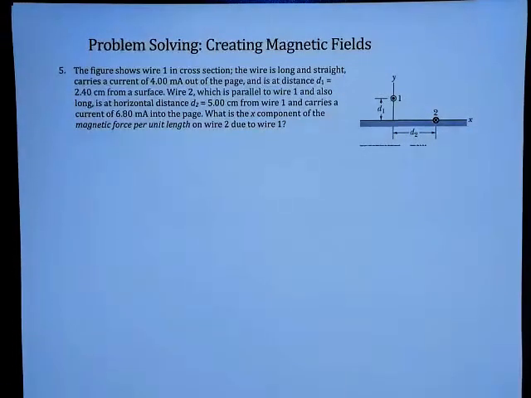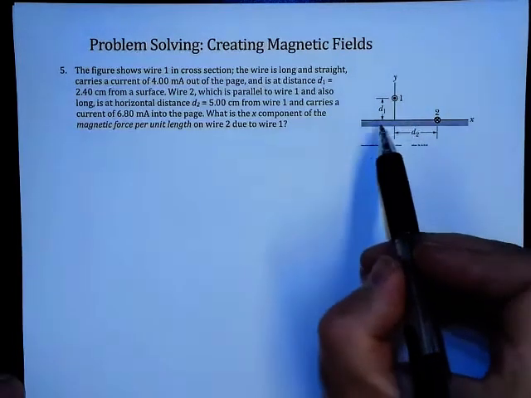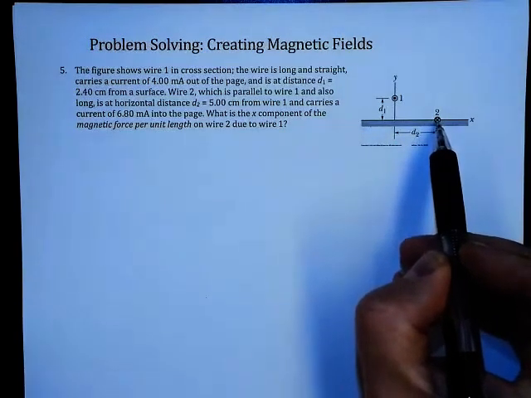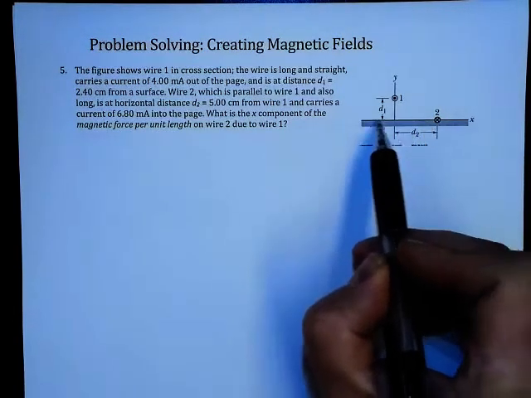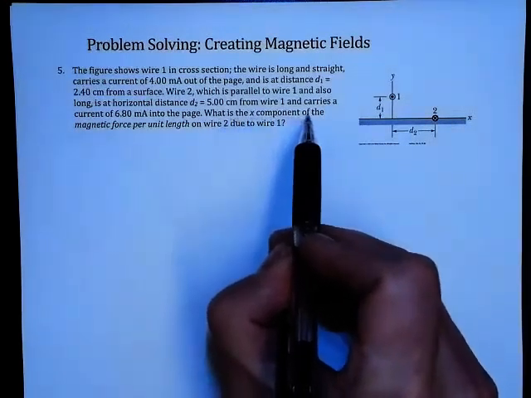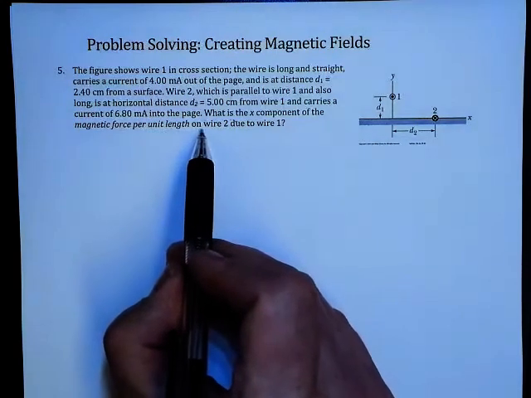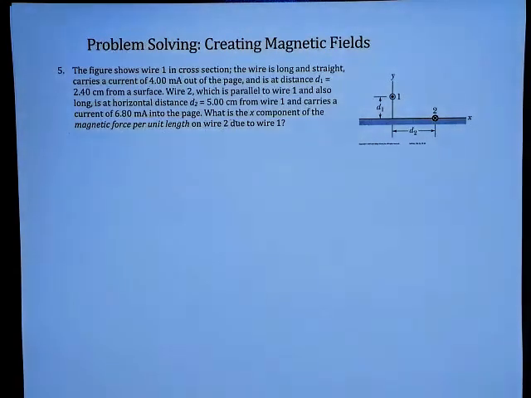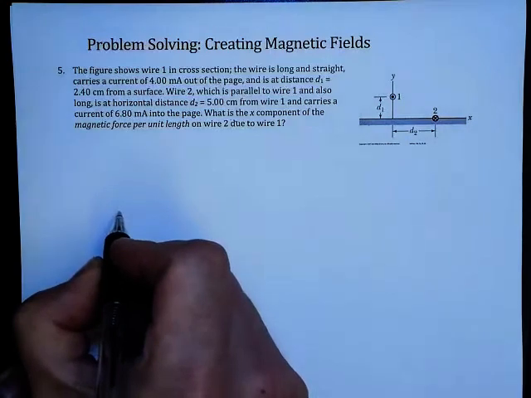Problem number 5 reads, a figure shows wire 1 in cross section. The wire is long and straight, carries a current of 4 milliamps out of the page, and it's a distance D1 of 2.4 centimeters from the surface. Wire 2, which is parallel to wire 1 and also long, is at a horizontal distance D2 of 5 centimeters from wire 1 and carries a current of 6.8 milliamps into the page. What is the X component of the magnetic force per unit length on wire 2 to wire 1? Lots to try to dissect there.